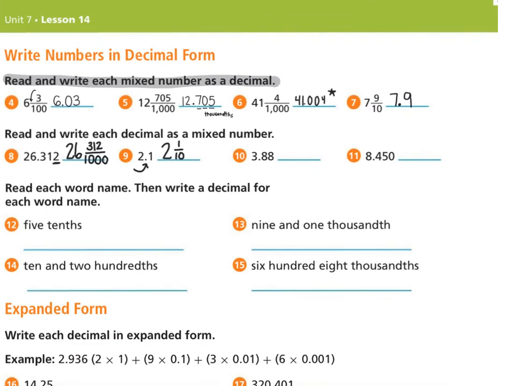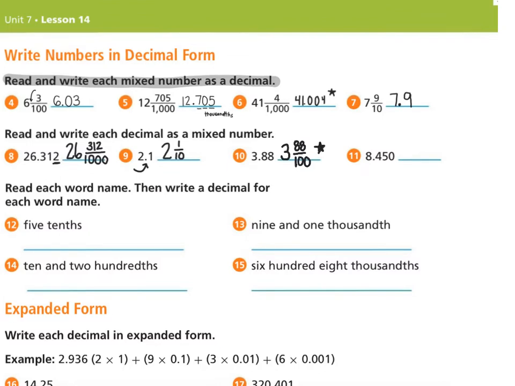Just like we did for 6 and 7, I'd like you to pause this video and try 10 and 11 on your own. When you've tried them, then push play, and I'll see if you got it correct. Now that you've given them a try, let's see how you did. Read with me number 10. 3 and 88 hundredths. If you wrote this as a mixed number correctly, you should have written 3 as your whole number, 88 as your numerator, and 100 as your denominator. Give yourself a star if you got that right.